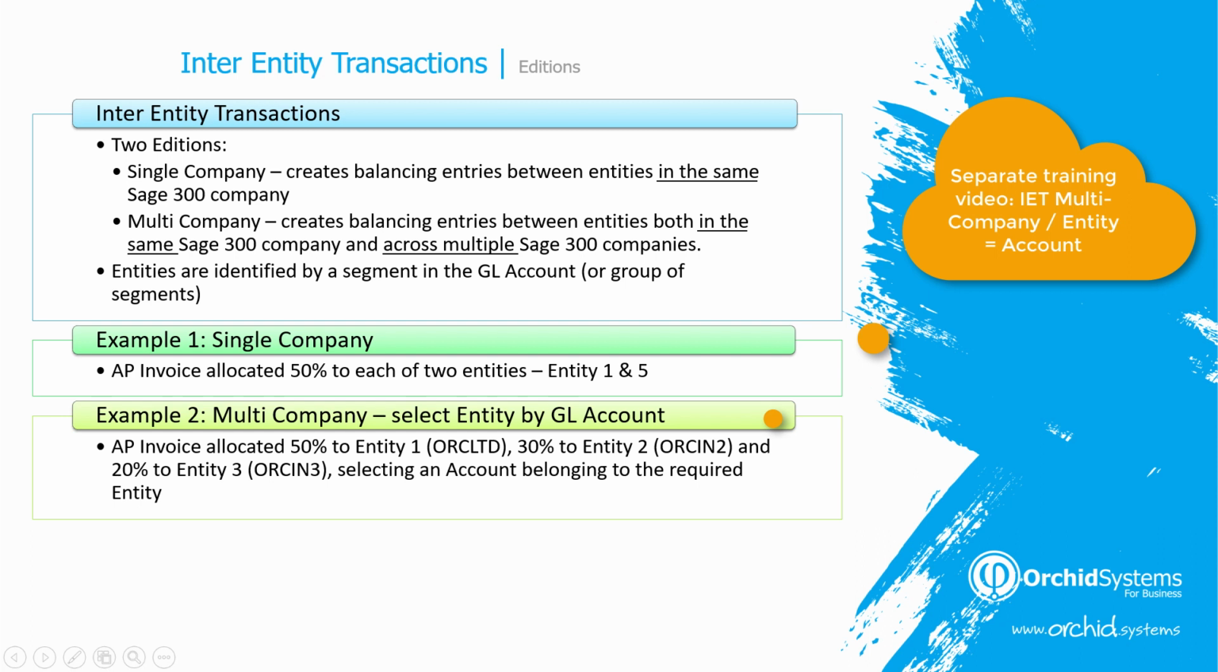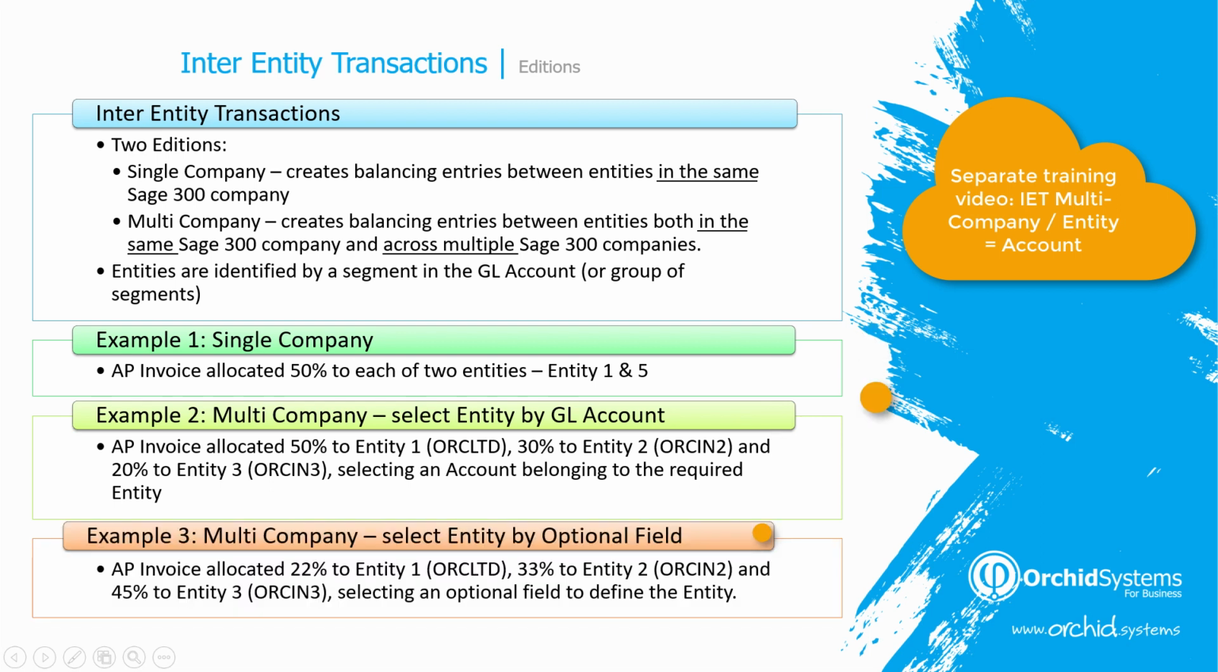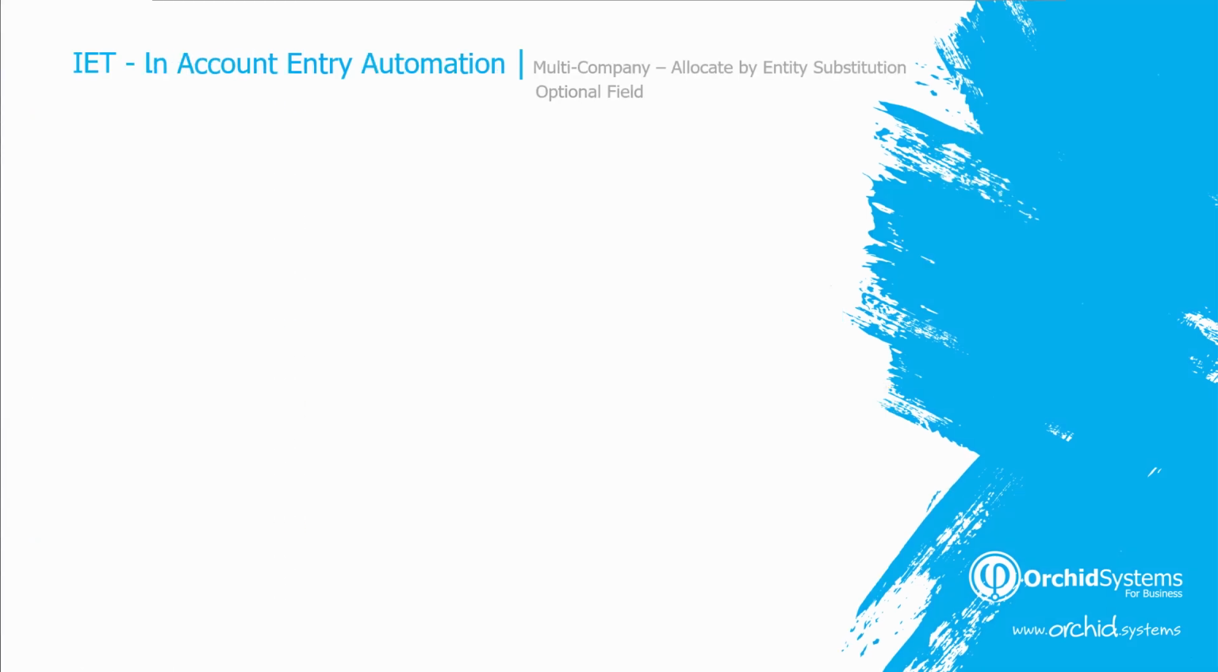We're going to enter an AP invoice allocating 50% to entity 1, 30% to entity 2, and 20% to entity 3. And the final example that I'm going to run through is also for inter-entity multi-company, when you're selecting the entity by choosing an optional field. We're going to enter an AP invoice and allocate 22% to entity 1, 33% to entity 2, and the remainder to entity 3. This example shows advanced inter-entity transaction configuration.